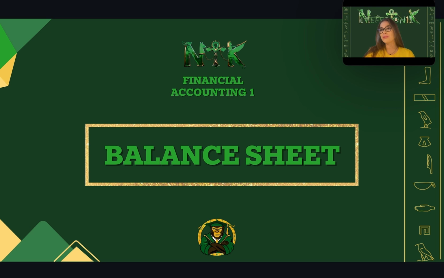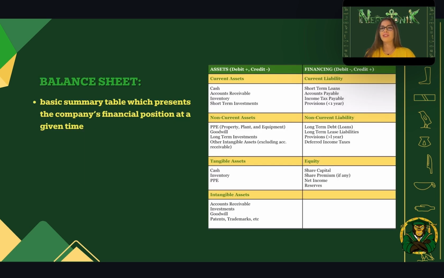Today we're going to talk about the balance sheet. The balance sheet is a basic summary table which presents the company's financial position at a given time. On the left side of the balance sheet, you're always going to have the assets, and on the right side, the financing side, you're going to have the liabilities and the equity. The right side, the financing side, should always be equal to the left side.